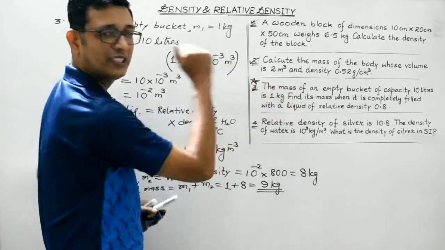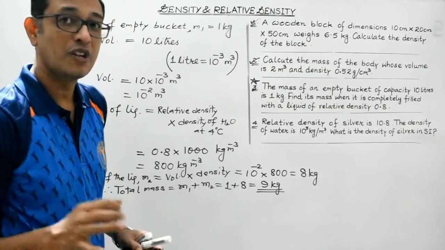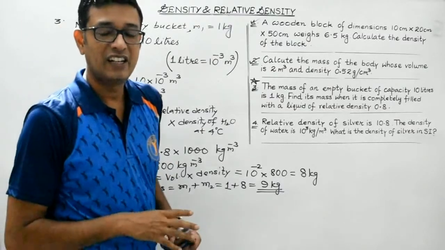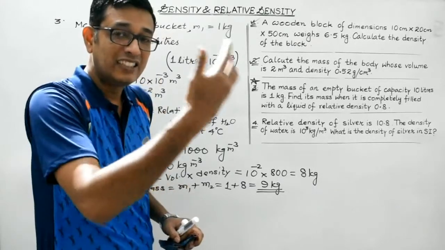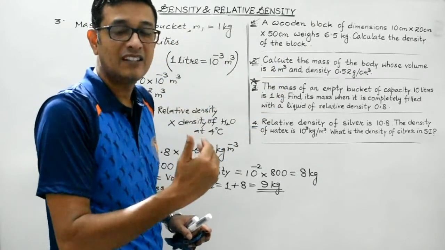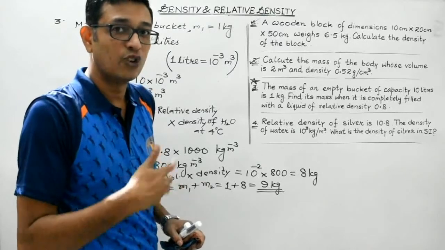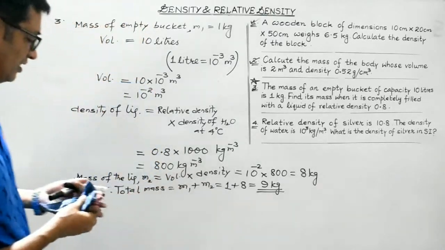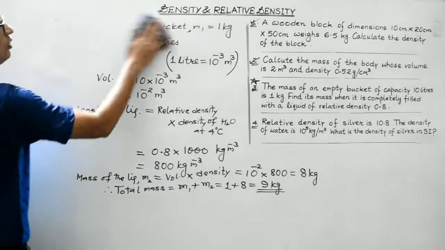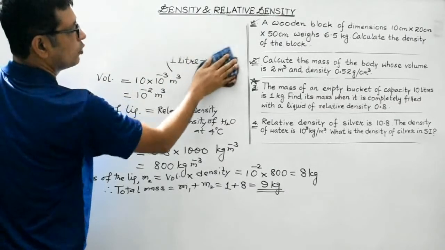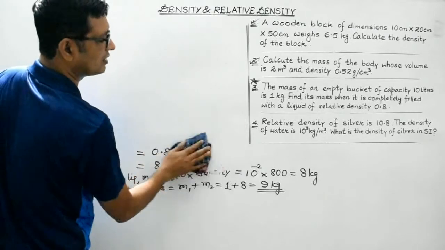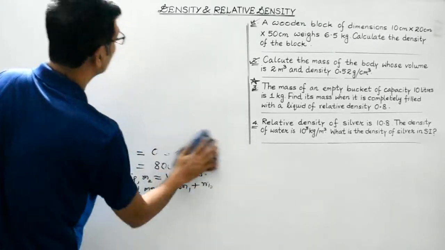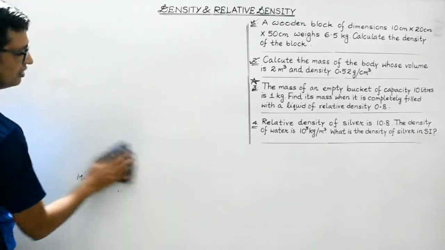So, this was a very, very interesting question. It's a question based on relative density. The relative density, as we have discussed theoretically, is the density of the substance divided by density of water at 4 degrees Celsius. So that's relative density. Okay. Now, let's proceed to the last question. I think these questions are more than sufficient to make the concepts of density and relative density clear.